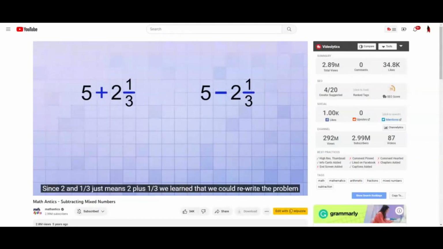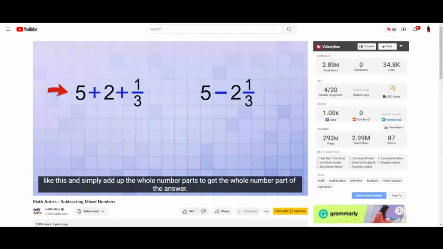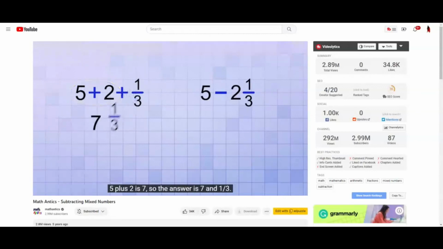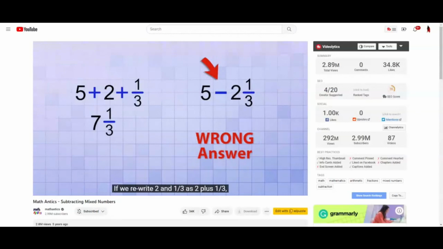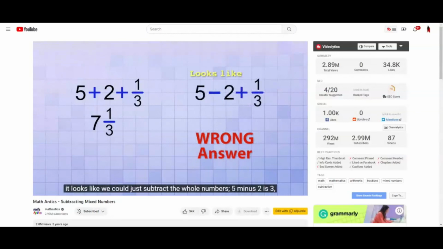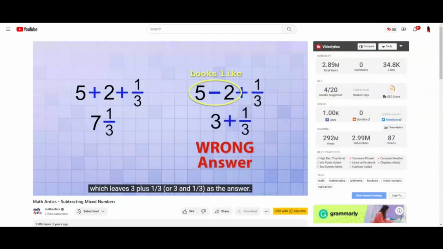Since 2 1/3 just means 2 plus 1/3, we could rewrite the problem like this and simply add up the whole number parts to get the whole number part of the answer. 5 plus 2 is 7, so the answer is 7 1/3. But if we try to do the same thing with subtraction, we're going to get the wrong answer. If we rewrite 2 1/3 as 2 plus 1/3, it looks like we could just subtract the whole numbers. 5 minus 2 is 3, which leaves 3 plus 1/3, or 3 1/3, as the answer. But it turns out that's not correct.